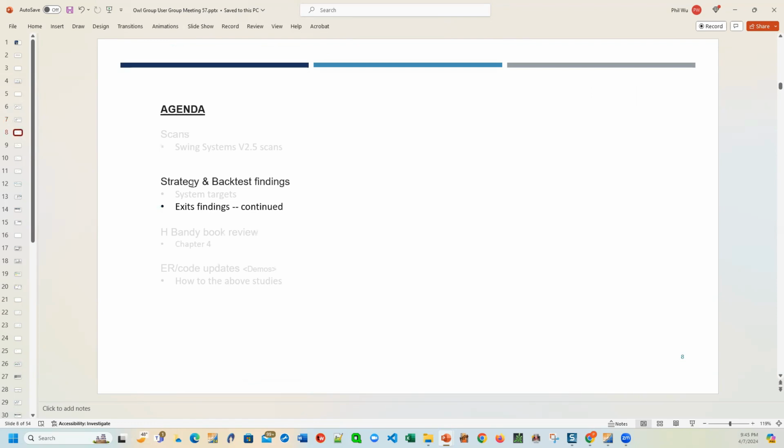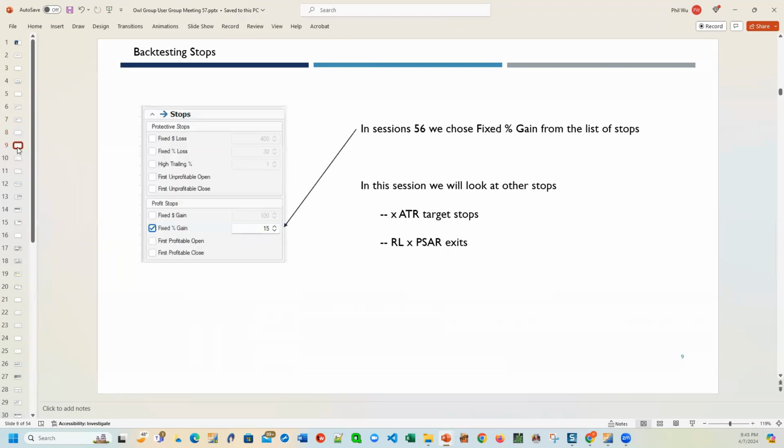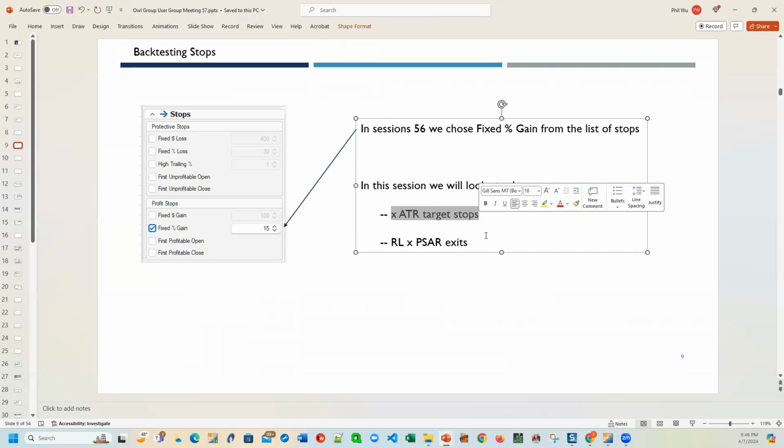We could go on to talk about the additional exit types. Last week we talked about the fixed percent gain, the 15% target, where we exit when we make a 15% gain. In this section, we'll look at other stops, and this is to look at an ATR type target stop. And then also, what if we use the regression line crossing the PSAR as an exit?